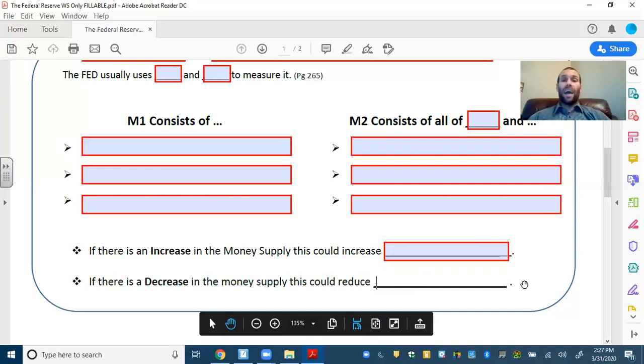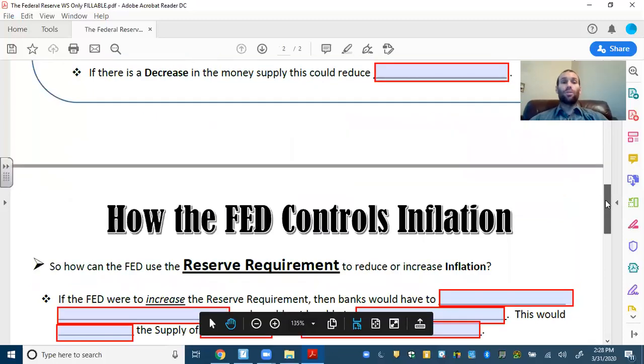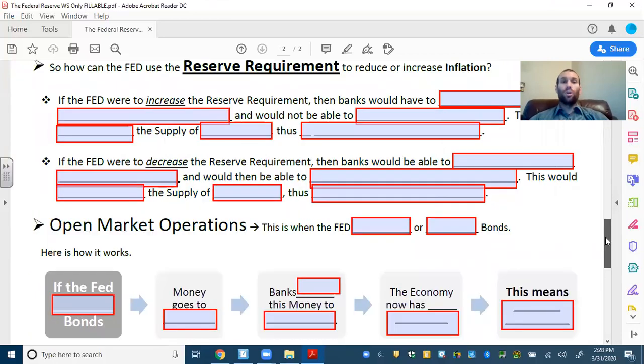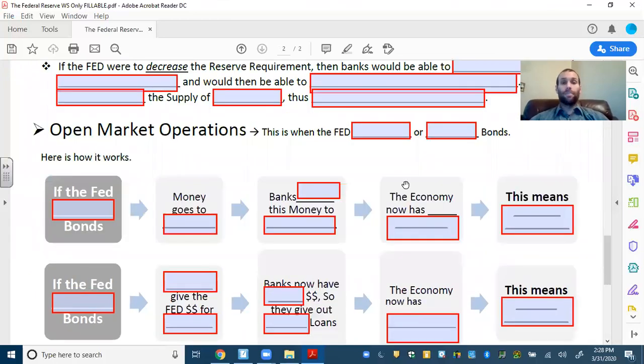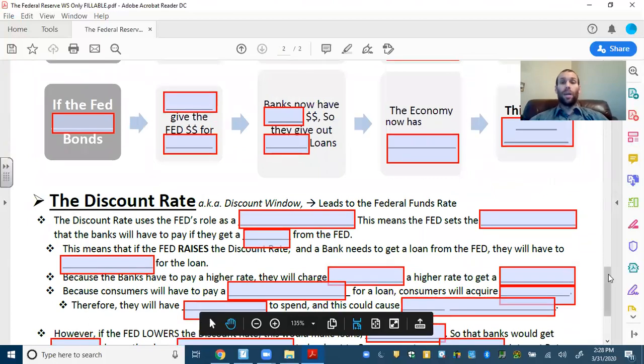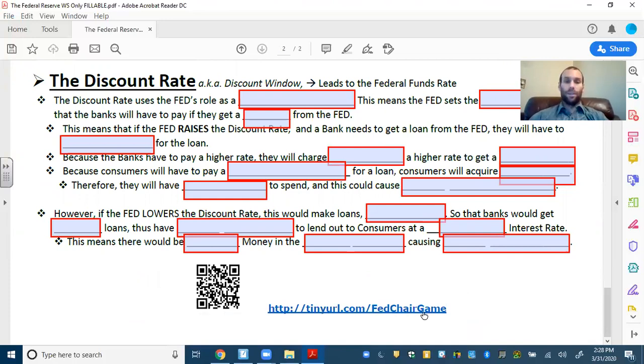Now, that is all we're covering so far. We're going to get into how the Federal Reserve controls the money supply in our next video. And those three ways are the reserve requirement. They also use open market operations. And the last tool they use is the discount rate, which is going to be an important thing for you to know as we get to things down here. And you are going to take the role of the Fed chairman and have to control the economy through a game that you'll see down here.